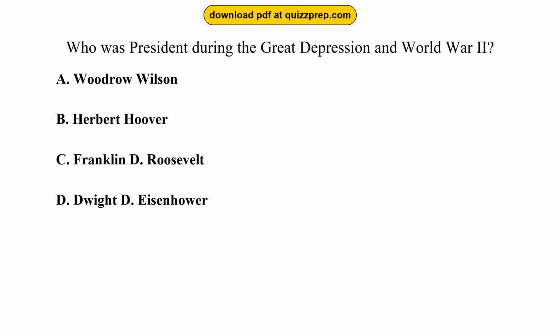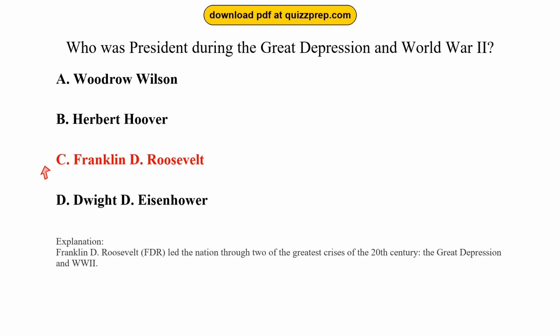Question 47. Who was president during the Great Depression and World War II? Option A, Woodrow Wilson. Option B, Herbert Hoover. Option C, Franklin D. Roosevelt. Option D, Dwight D. Eisenhower. The correct answer is option C, Franklin D. Roosevelt. Franklin D. Roosevelt, FDR, led the nation through two of the greatest crises of the 20th century, the Great Depression and World War II.